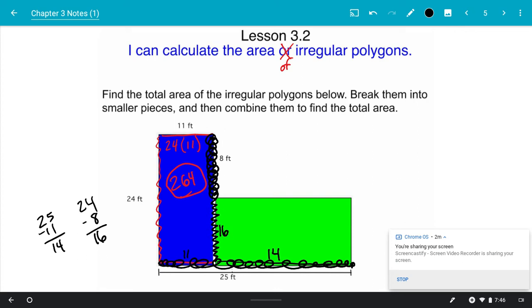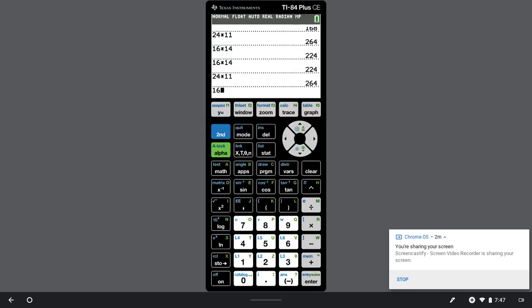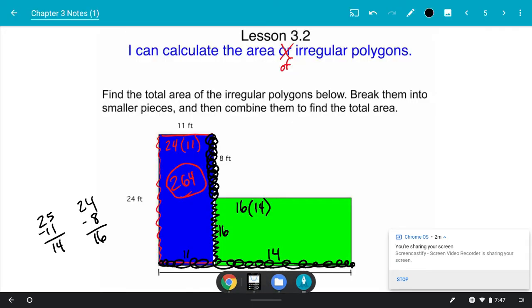That looks really weird, right? Because 14 is bigger, the side is bigger, but the number 16 is bigger, and it doesn't really make a lot of sense. But just trust your math, don't trust the picture. So then we're going to do 16 times 14. And we find that the area of the green rectangle is 224.